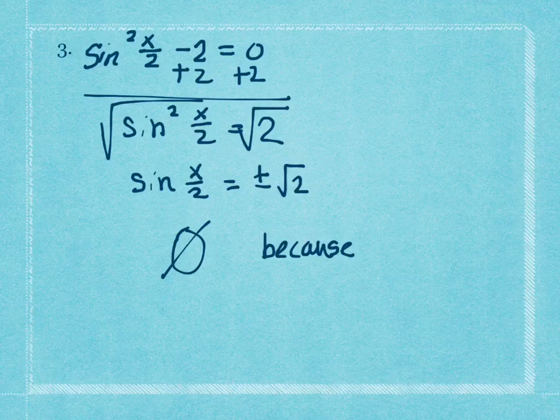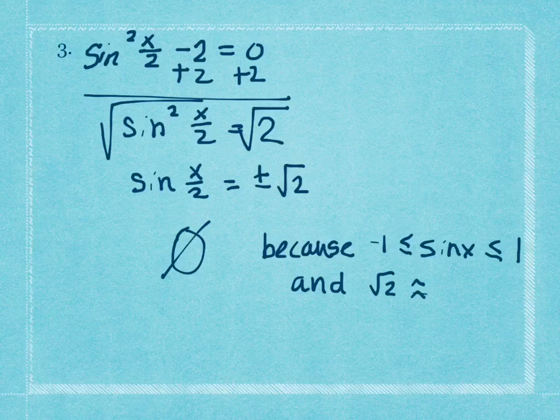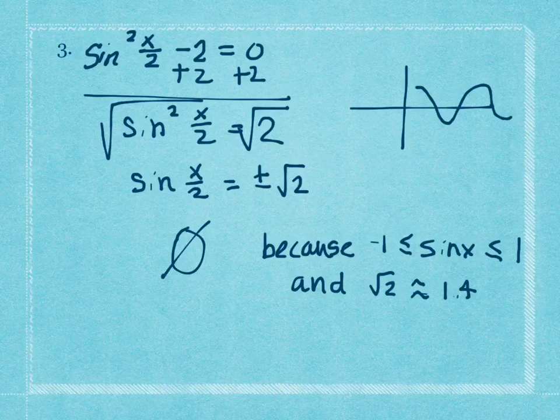This is because, and we can write it this way, negative 1 is less than or equal to sine of x, or x over 2 if you prefer, is less than or equal to 1, and the square root of 2 is approximately 1.4, which is bigger than 1. It can never equal that. And in terms of a picture, what you should be thinking is that you've got this picture going on something like this, and you're asking yourself, up here at 1.4, when am I going to cross this dotted line?